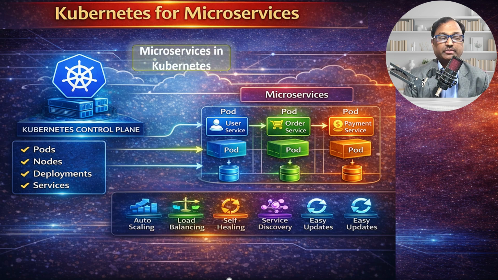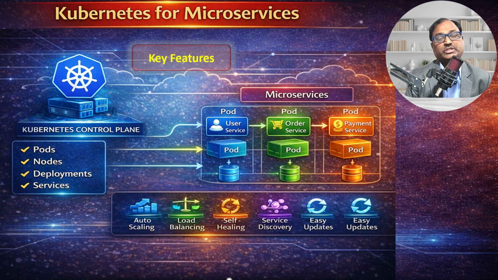Microservices in Kubernetes. In a microservice architecture, each service runs inside a container. Each container runs inside a pod. Kubernetes manages all these pods. For example, user service is a microservice, runs inside a container, and this container runs inside a pod, and this pod runs under Kubernetes. Each service can scale independently.